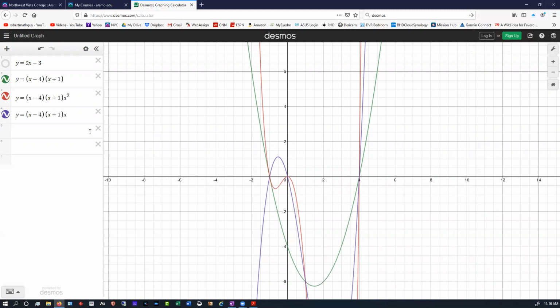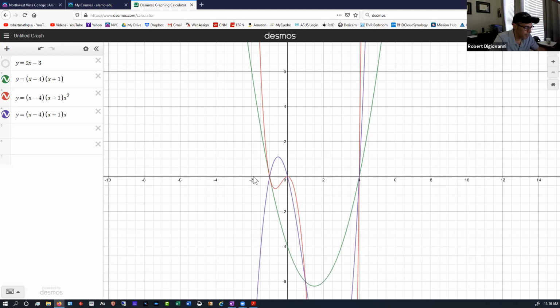-1 and 4. Those are x-intercepts, aren't they? Yes. And so all of these have the same x-intercepts. At least they share two. So on the green one, you can see we have an x-intercept right there. And then on the green one, we also have an x-intercept here, but so do the purple and the red.